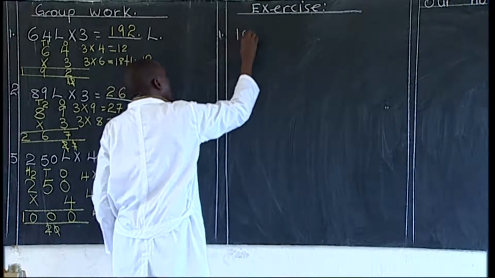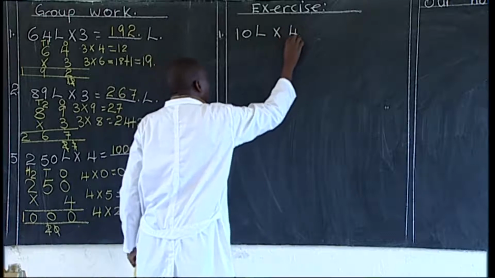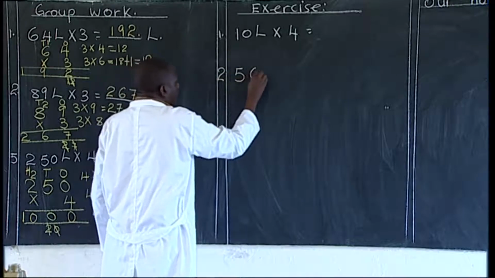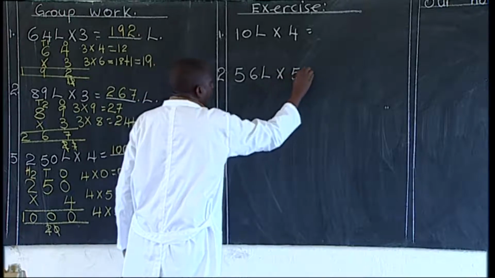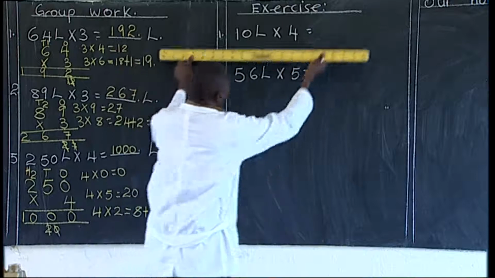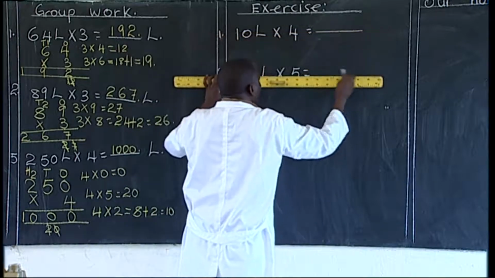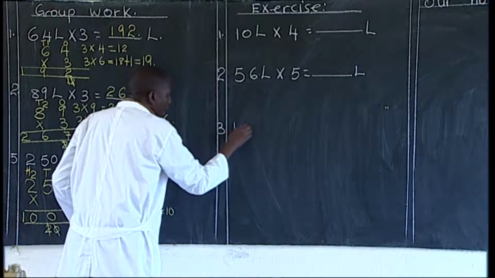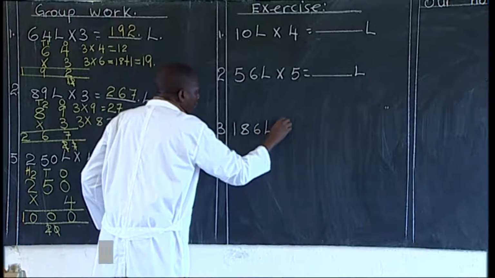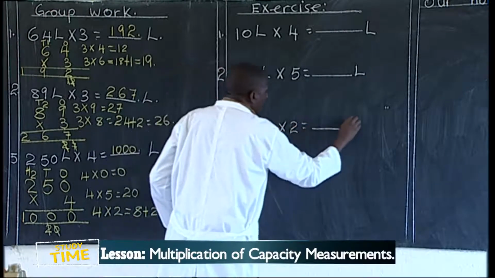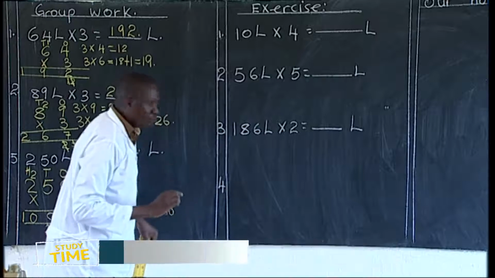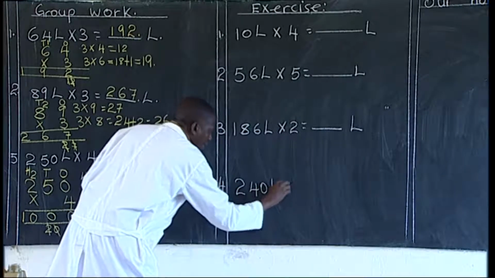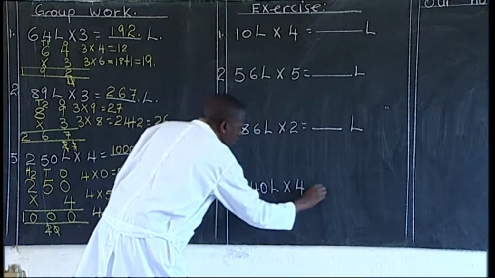Do you know what? 10 liters times 4 liters. Number 2 says 56 liters times 5 equals dash liters. And don't forget to put a straight line. Put here liters. Number 3, 186 liters times 2 equals dash liters. Number 4, there are only 4 numbers. There are not many, okay? We have 240 liters times 4 equals dash liters.